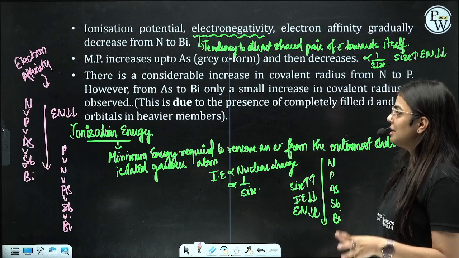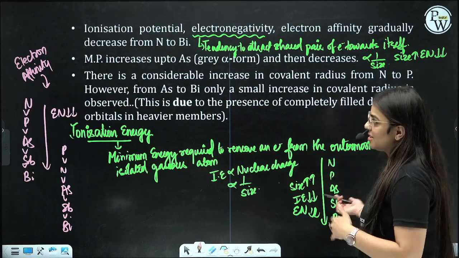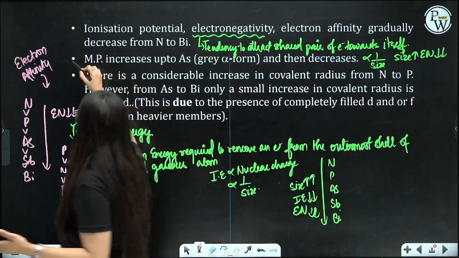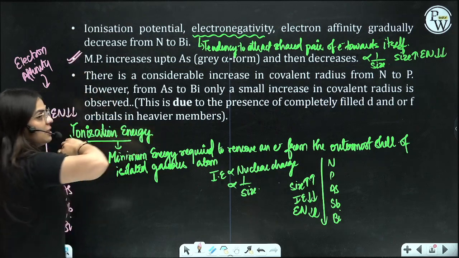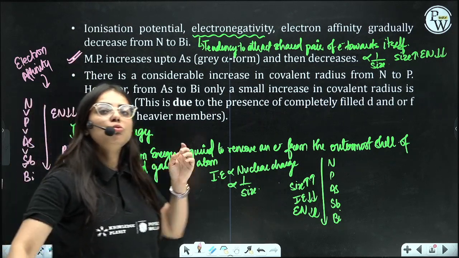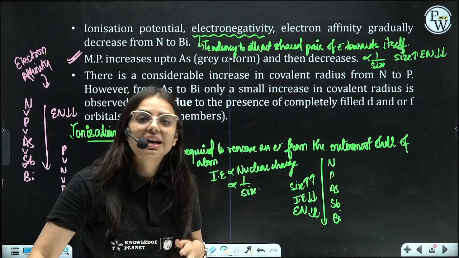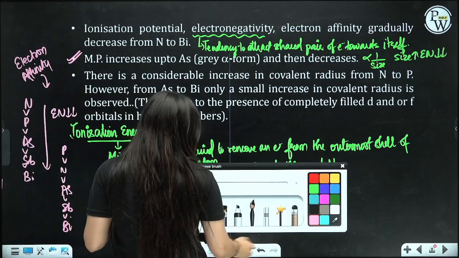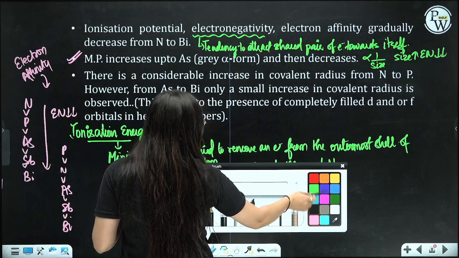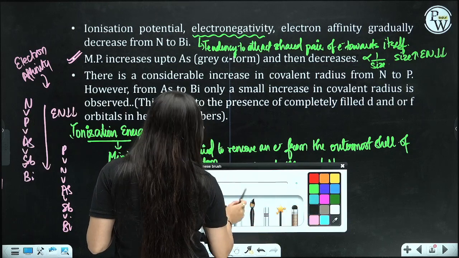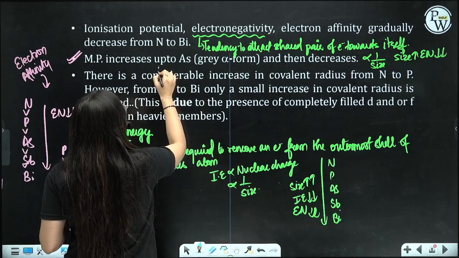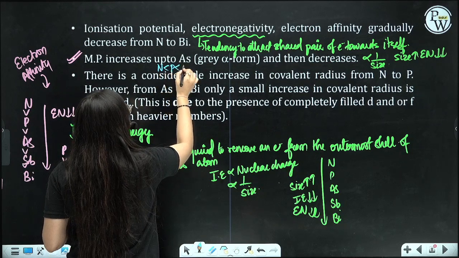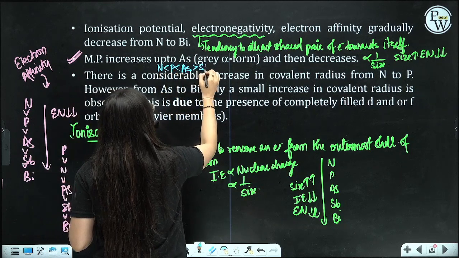Okay, let's see the next part. Melting point increases up to arsenic and then decreases. It is a very important part. It is due to what? It is due to the lattice energy in solids, right? So what is going to be the order if you want to write it here for melting point? See, first of all, it is increasing till arsenic, then it is decreasing.